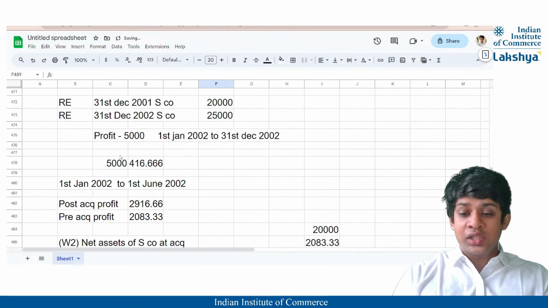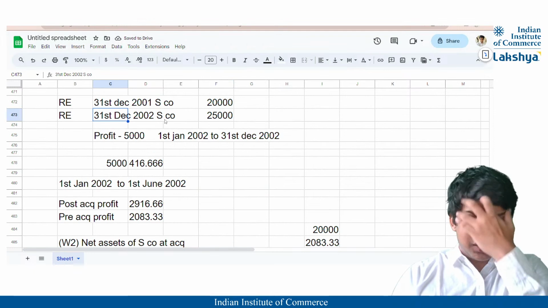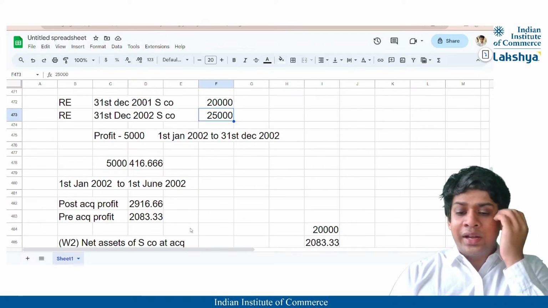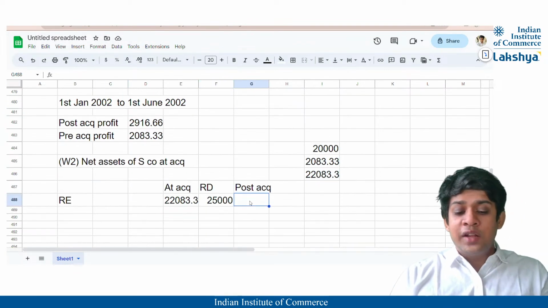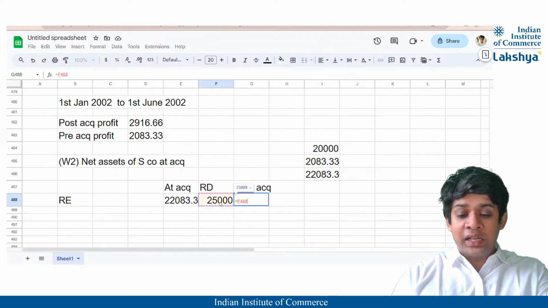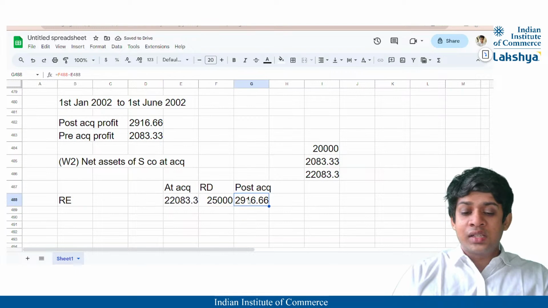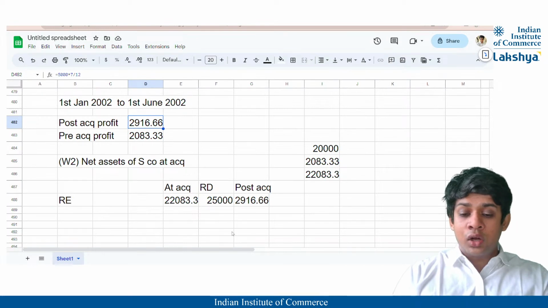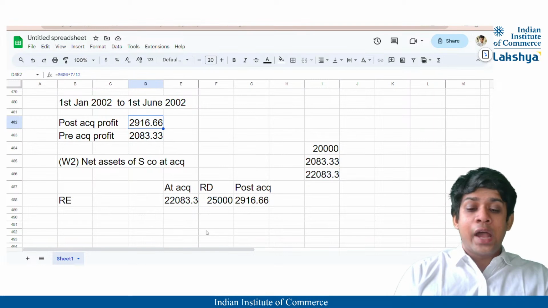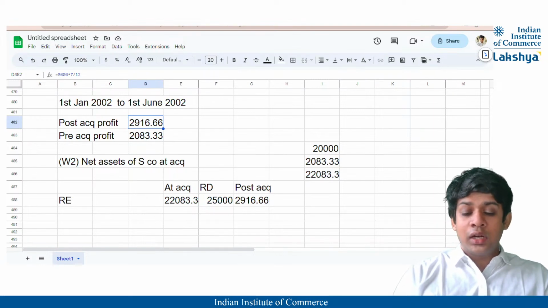25,000 here, right? Because it is stated directly, retained earnings at 31st December 2002 is 25,000, right? So the difference is my post acquisition profit, that is nothing but 25,000 minus 22,083, that is 2916.67, which is the same here. Okay, so we got our post acquisition share of profit either like this or like that, but in the working note too, we are supposed to present it like this. I hope it is clear to everyone, right?